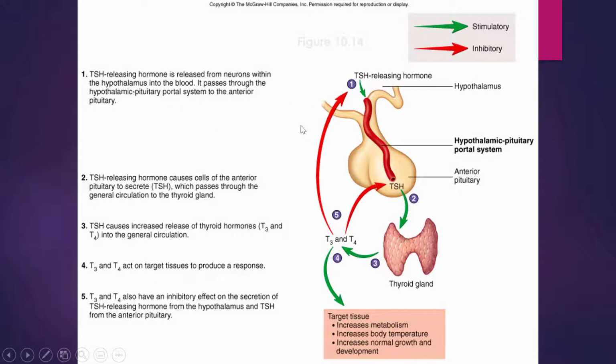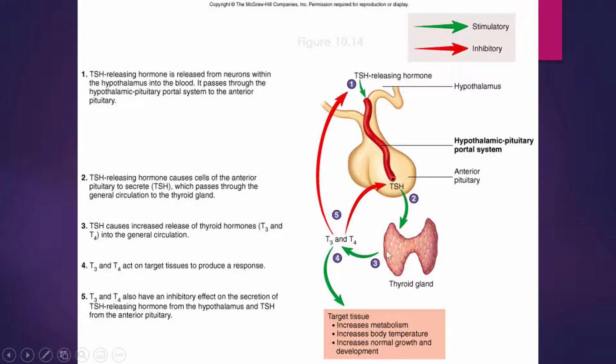Okay, so here's actually your thyroid gland interaction. The thyroxine releasing hormone is released from the anterior pituitary, and pretty much it is now going to go and be received by the thyroid gland itself. Right there in your neck is your thyroid gland. It causes the release of thyroid hormones T3 and T4 into the general circulation. T3 and T4 act on target tissues to produce a response. T3 and T4 also will have an inhibitory effect on the secretion of the thyroxine releasing hormone from the hypothalamus.